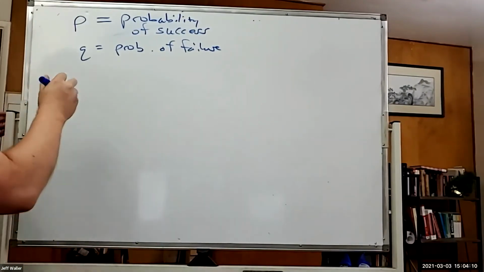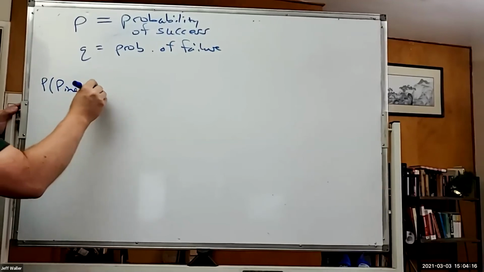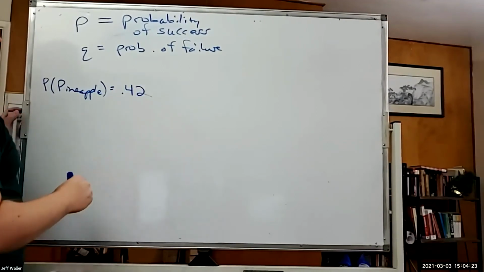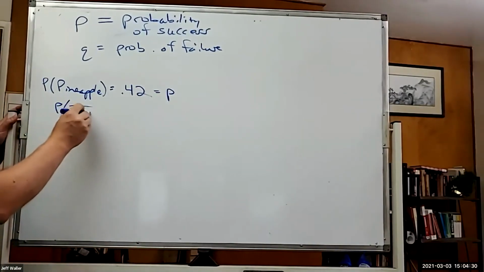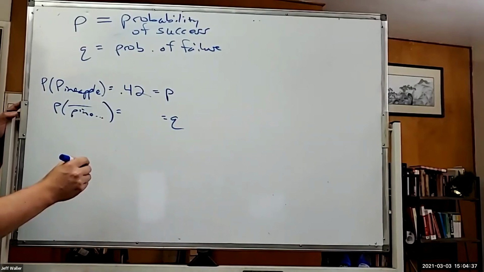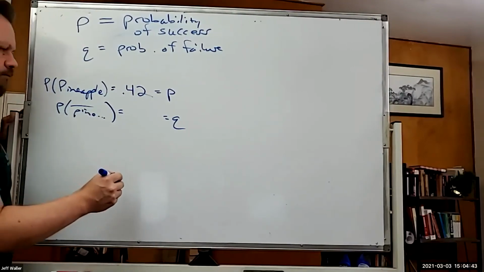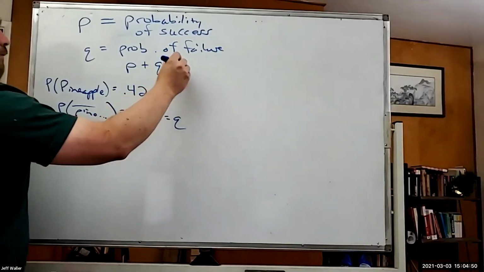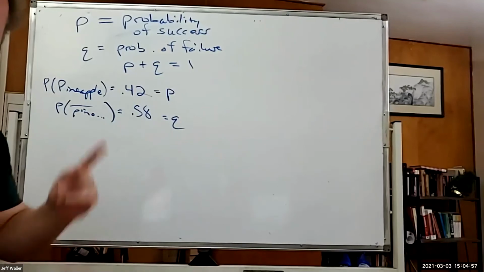Okay. So let's say the probability somebody likes pineapple on their pizza is, what makes sense? I have no idea. Let's say 42%. So we'll call that little p. So the probability they don't like pineapple is going to be what? 0.58. Because what's always true about p plus q? Has to equal 100%, or 1 as a decimal. I like it.